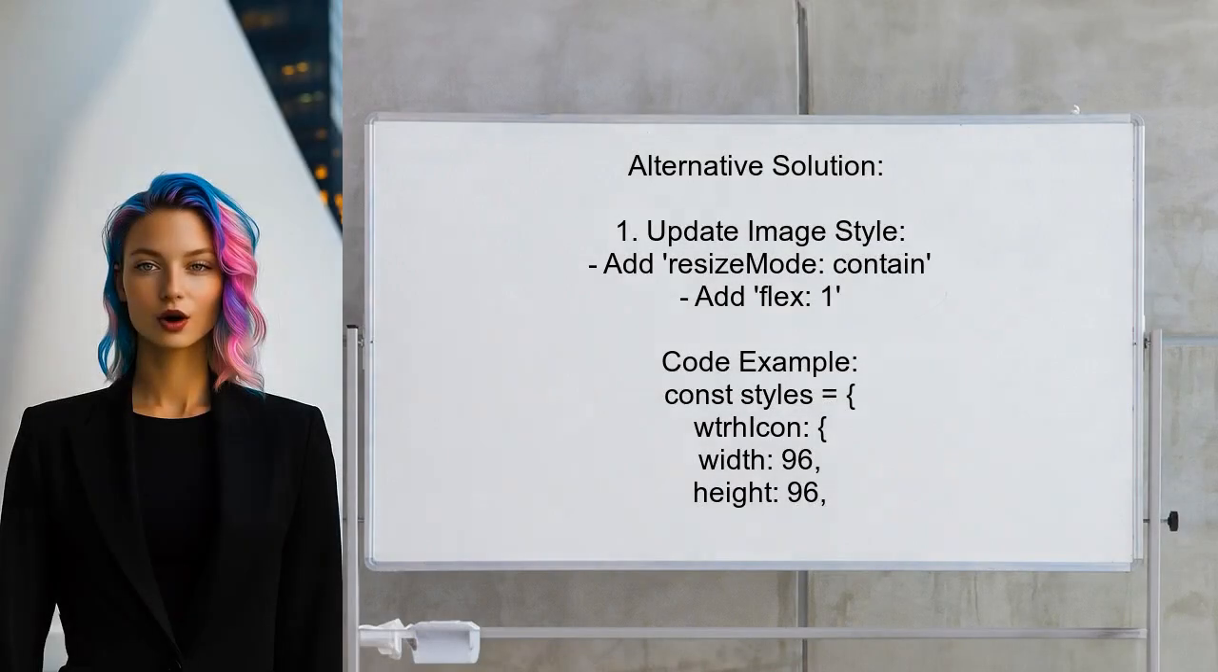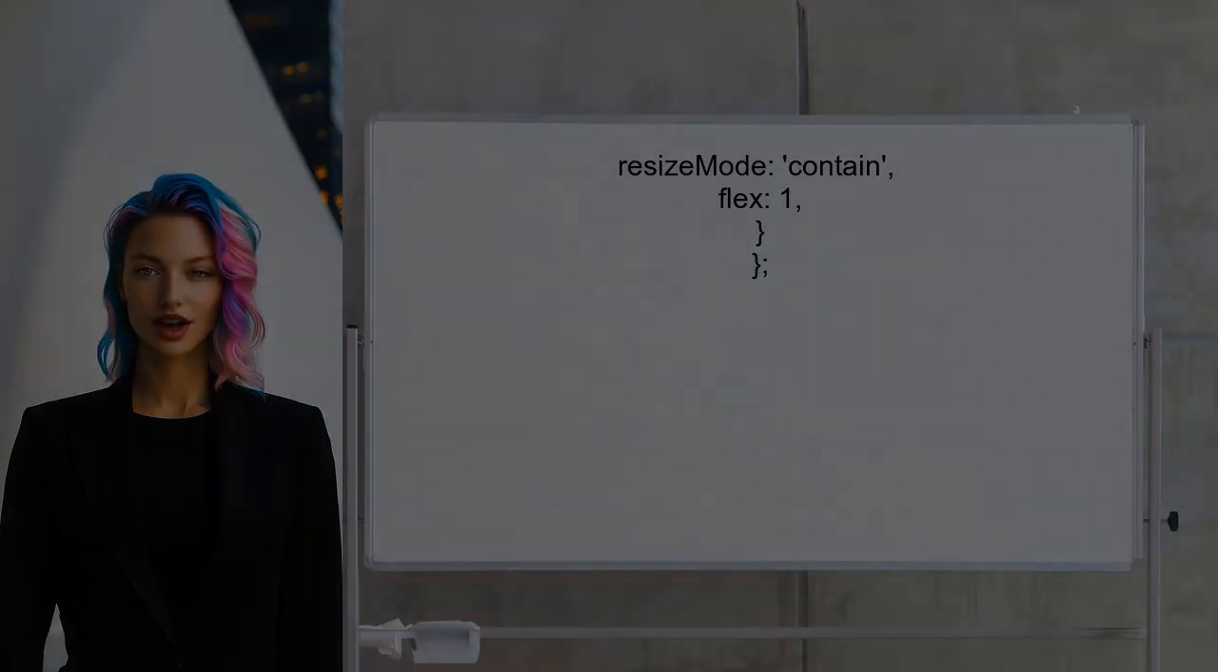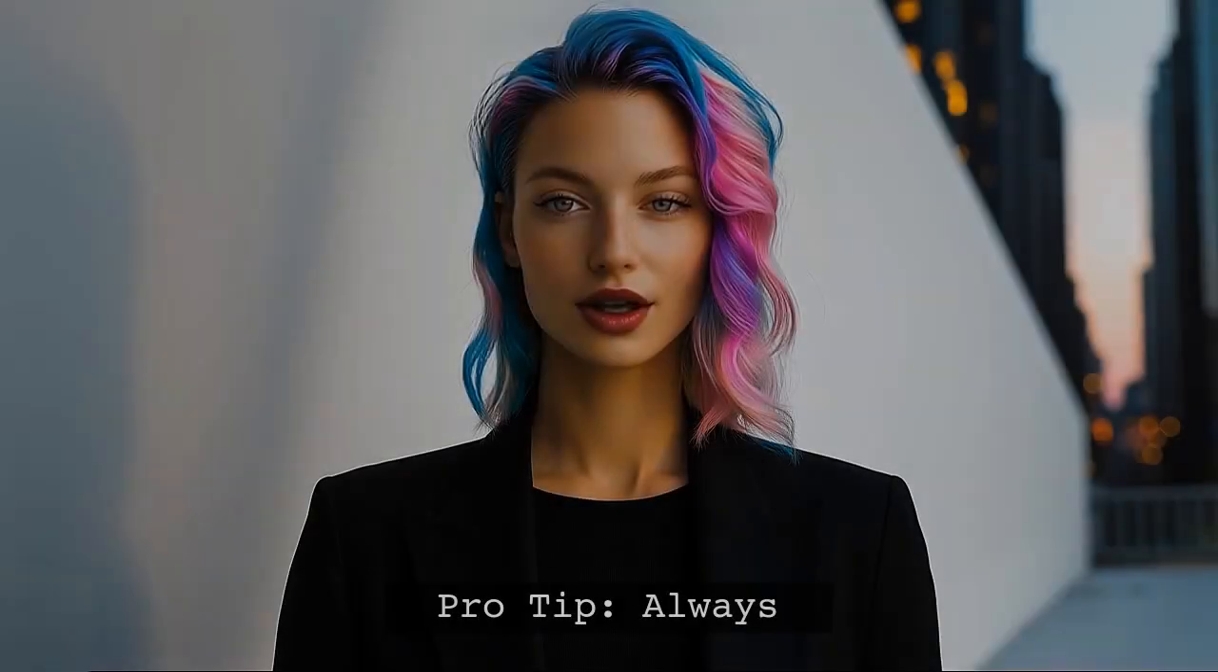An alternative approach suggested by another user is to adjust the image style. They recommend adding Resize Mode Contain and Flex 1 to the image style object. This helps scale the image uniformly while maintaining its aspect ratio, ensuring that both dimensions of the image fit within the view. Here's the tip I promised.